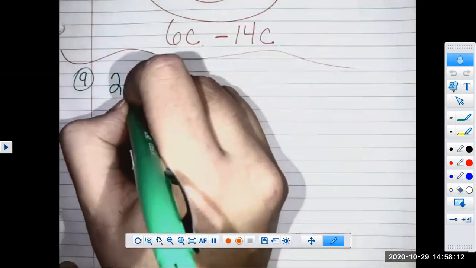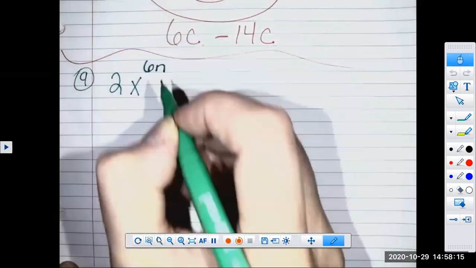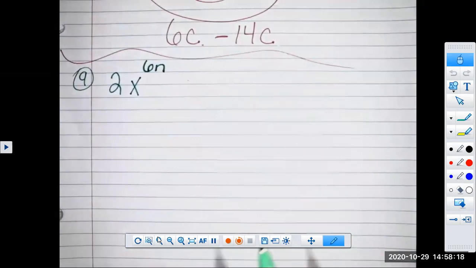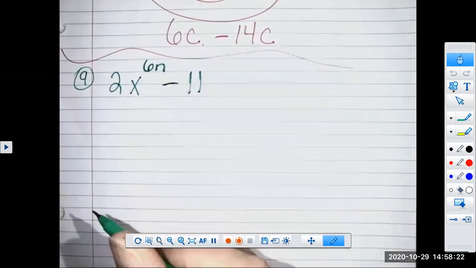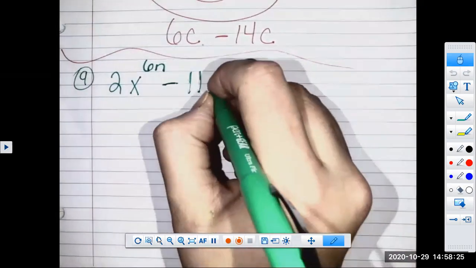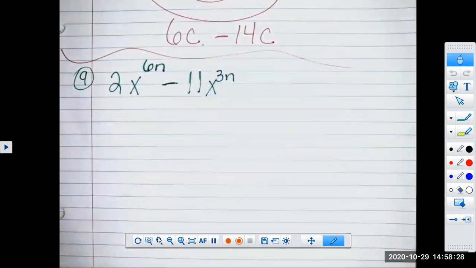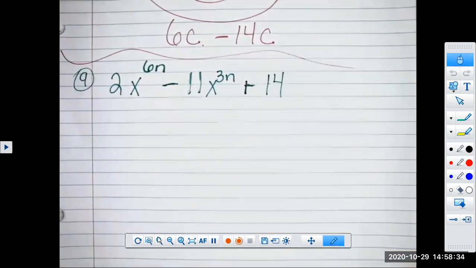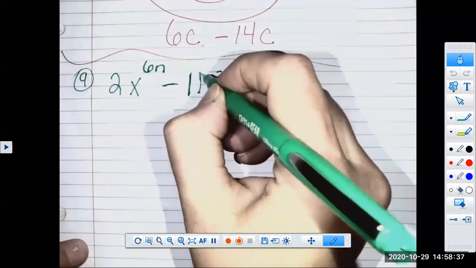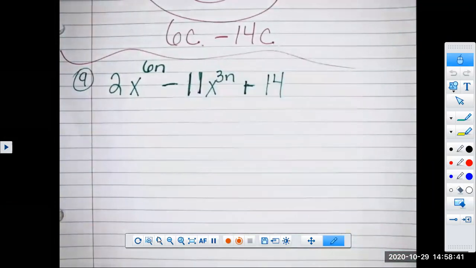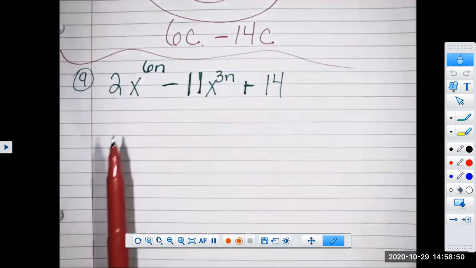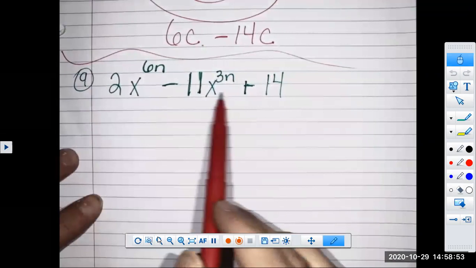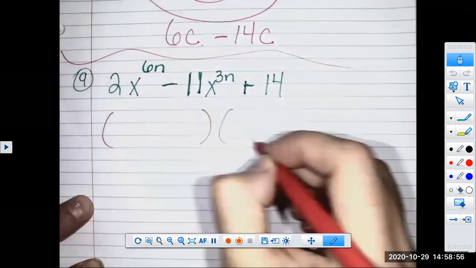You have 2x raised to the 6n power minus 11x to the 3n power plus 14. Okay, they don't have anything you can factor out. 2, 11, and 14, nothing in common. They all don't have an x, can't factor that out. It's a trinomial, so it factors into 2 parentheses.